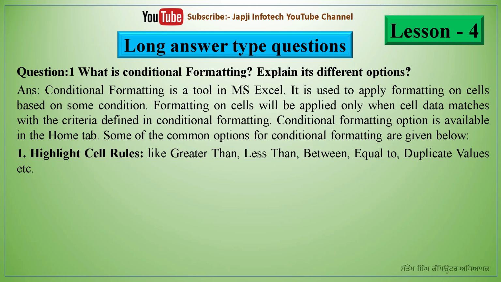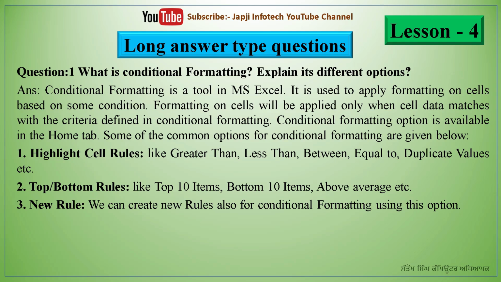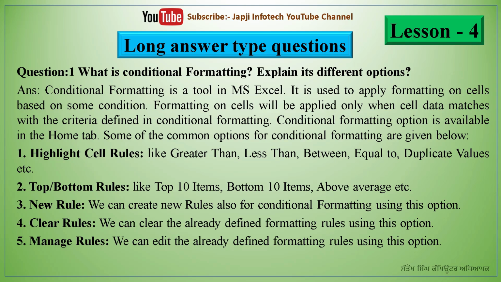The first one is highlight cell rules, like greater than, less than, between, equal to, duplicate value, etc. Second one is top or bottom rules, like top 10 items, bottom 10 items, above average, etc. And third one is new rule. So we can create new rules for conditional formatting using this option. Fourth one is clear rules. We can clear the already defined formatting rules using this option. Fifth one is manage rules. We can edit the already defined formatting rules using this option.